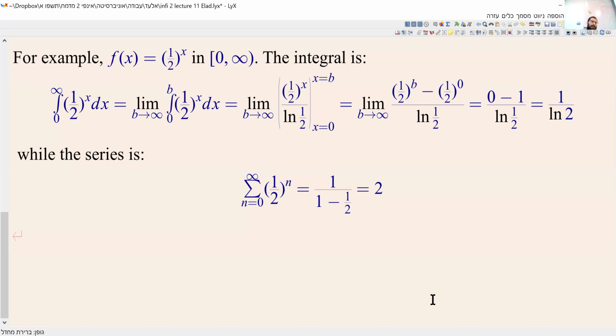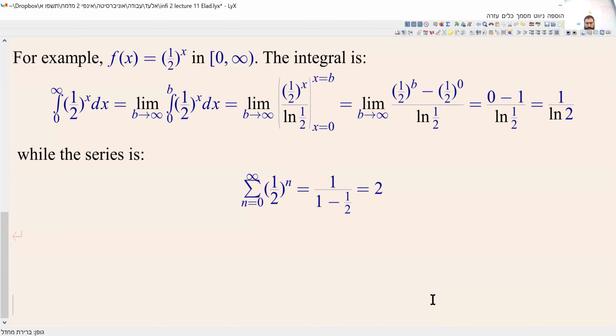I call it the necessary but not sufficient condition for series convergence. If a series is convergent, the a_n, the general element of the series, must go to 0. The other way around, we know it's not correct. If a_n goes to 0, it doesn't necessarily mean that the series is convergent. But we know that if a series is convergent, then the element must go to 0 when n goes to infinity. That's my question. Does the same apply to integrals?